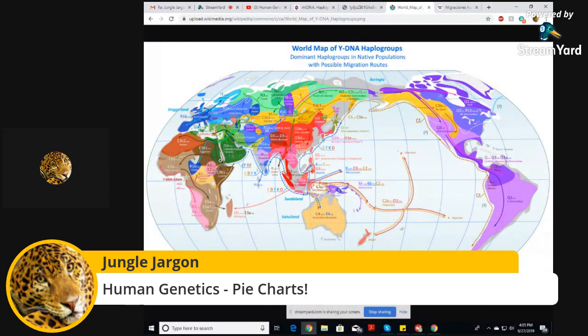Africa is mostly E, and a little bit B, and a little bit A. That's what Africa is, because the C's and the D's didn't go this way. The C's and the D's went this way. So that's why you have this. You can't argue with DNA. You just can't argue with it.